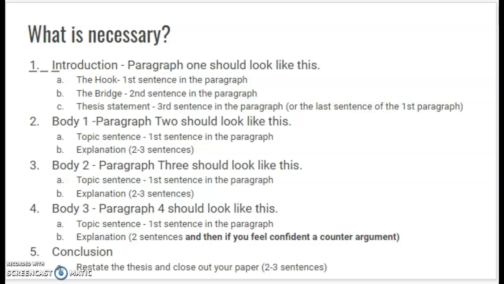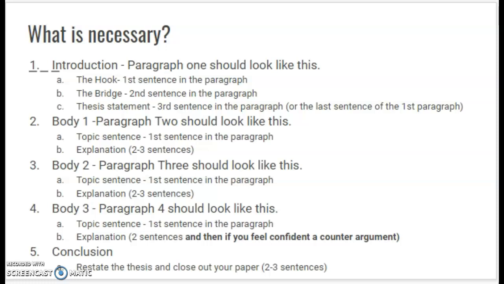Then you have 3 body paragraphs. This paper must be a 5-paragraph paper. So your 3 body paragraphs will each include a topic sentence as the first sentence of that body paragraph. And then you'll have 2 to 3 sentences for each paragraph explaining your topic sentence.